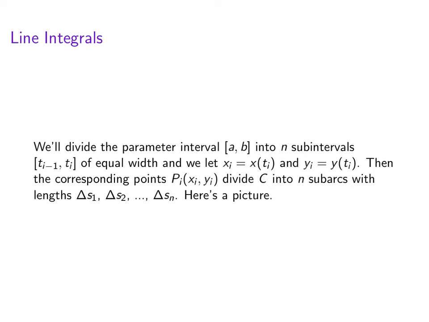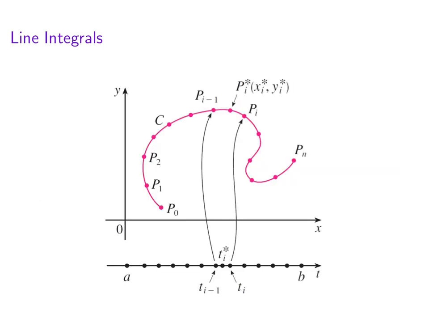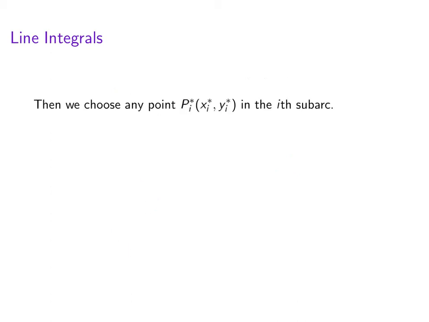Let's take a look at a picture. Here you can see we have a curve that's divided up into sub-arcs. We display the parameter interval at the bottom, the interval from a to b. That's been divided up into subintervals, and then the partition points correspond to various points on the curve. We'll then choose points P sub i star somewhere in the ith sub-arc. It's like a sample point. This corresponds to a point t sub i star that's somewhere in the interval from t sub i minus 1 to t sub i.